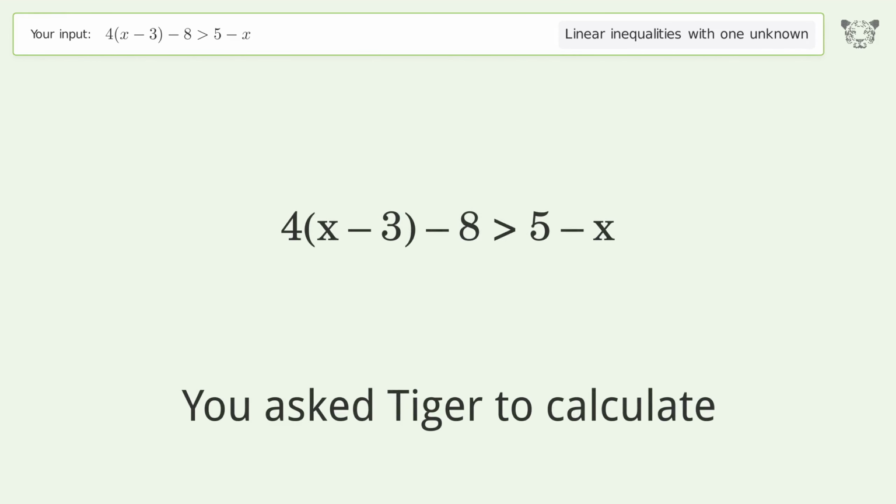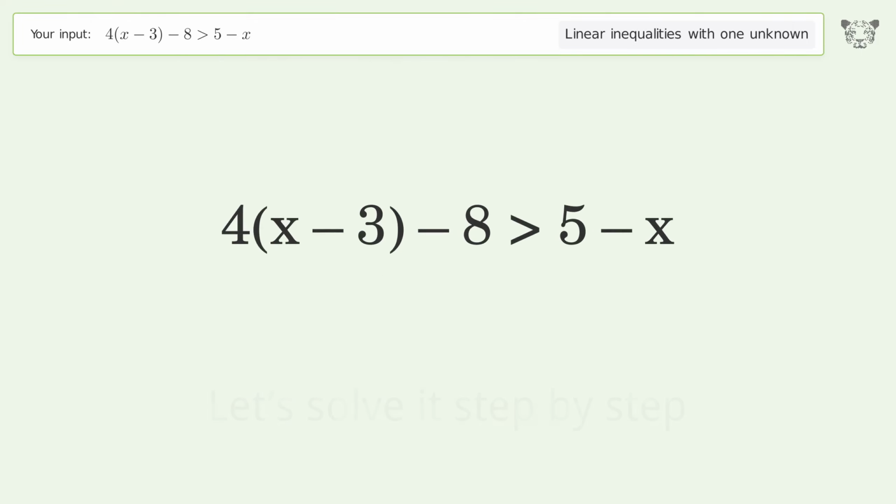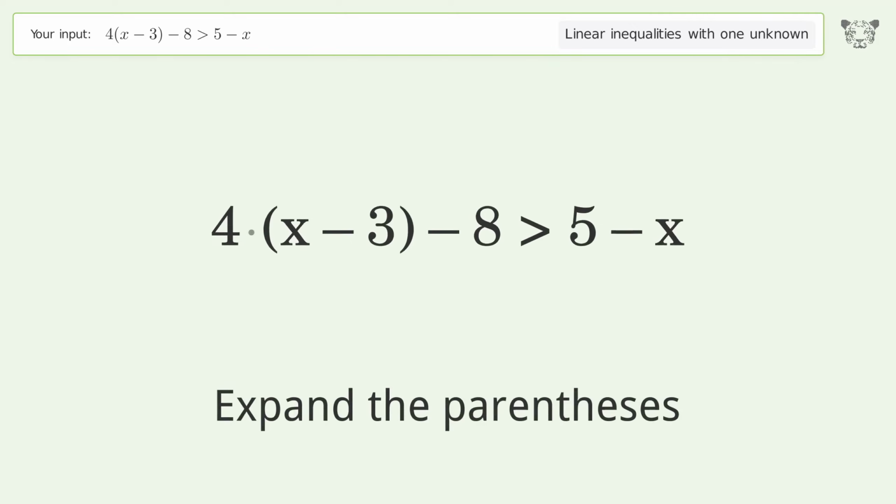You ask Tiger to calculate. This deals with linear inequalities with one unknown. The final result is x greater than 5. Let's solve it step by step. Simplify the expression. Expand the parentheses.